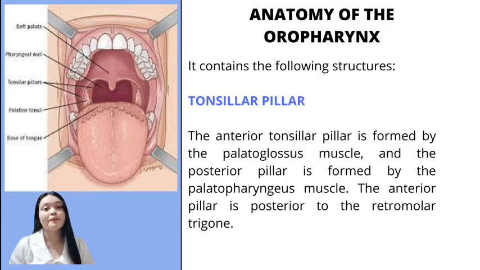Next is the tonsillar pillar. The anterior tonsillar pillar is formed by the palatoglossus muscle, and the posterior pillar is formed by the palatopharyngeus muscle. The anterior pillar is posterior to the retromolar trigone.